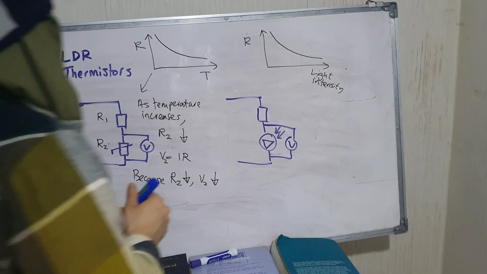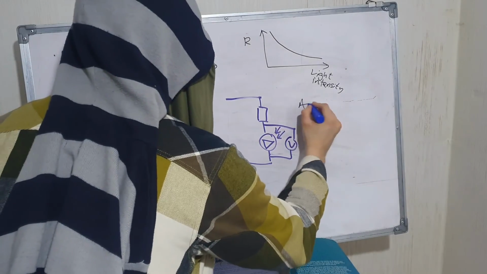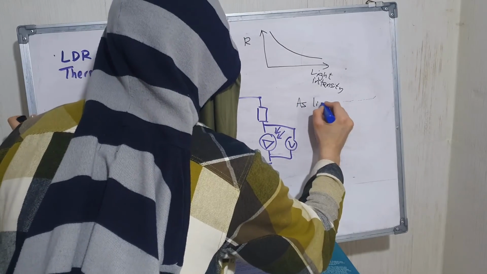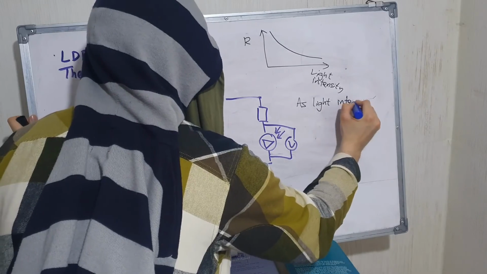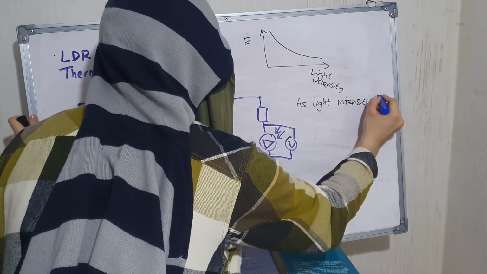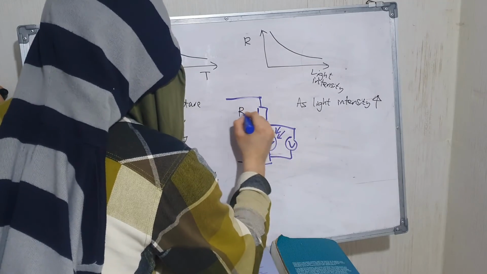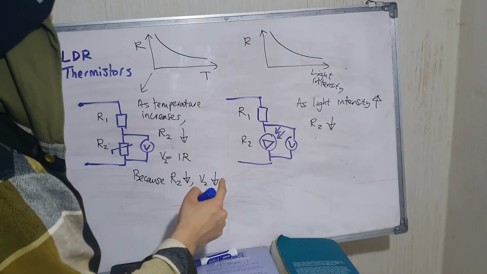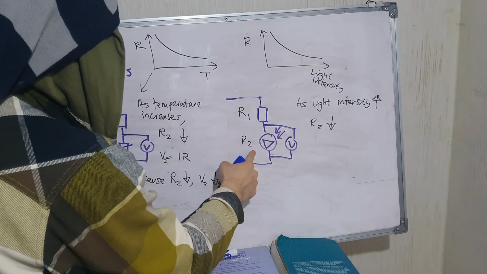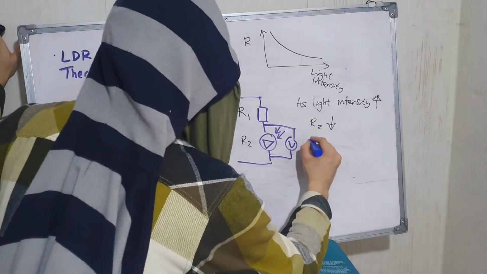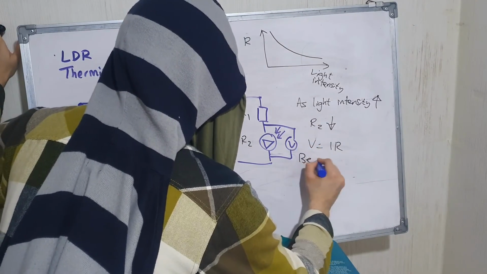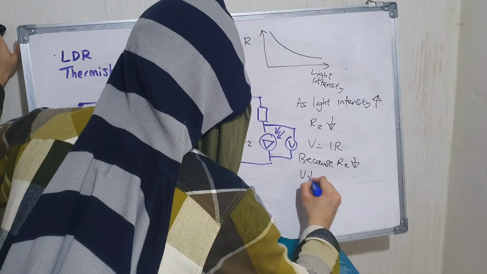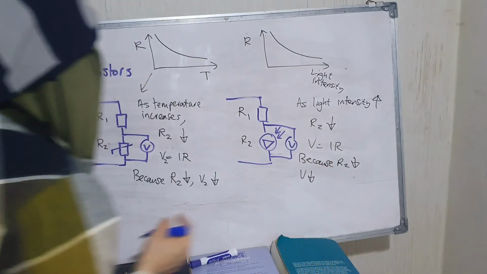Same thing for this one. As light intensity increases, let's just say that's R1 and R2, then R2 will go down. So as light intensity increases, the resistance of R2 will go down. So therefore, again, if you use V equals IR, because R2 goes down, then V also goes down because R has gone down.